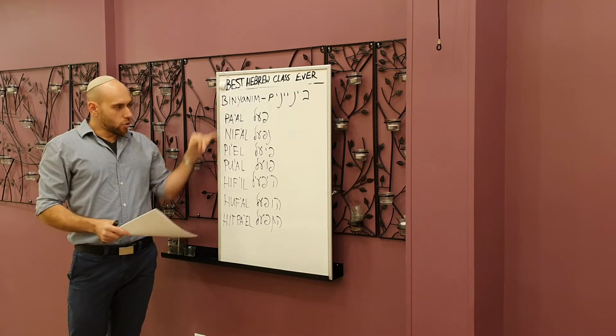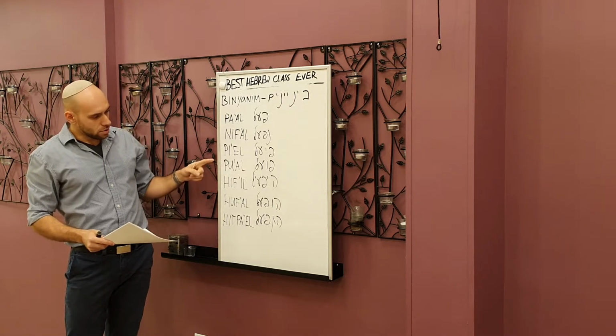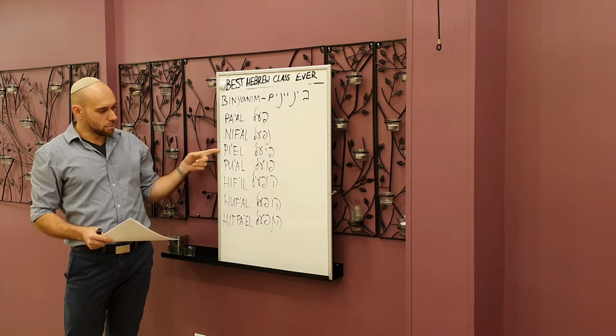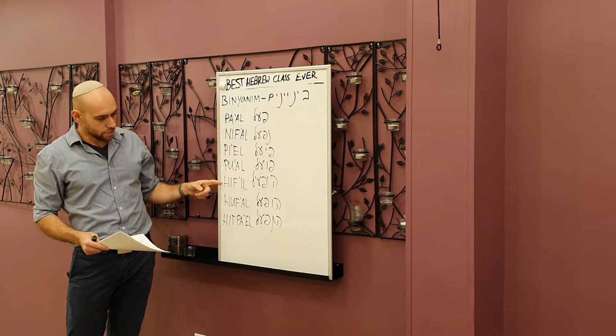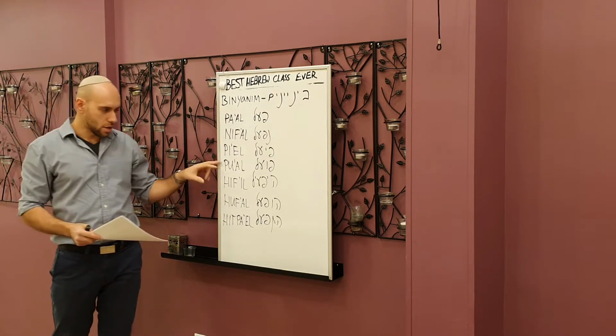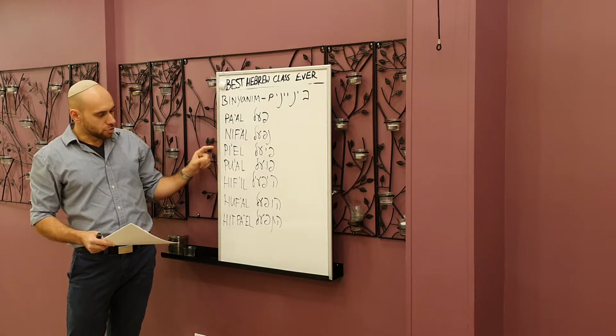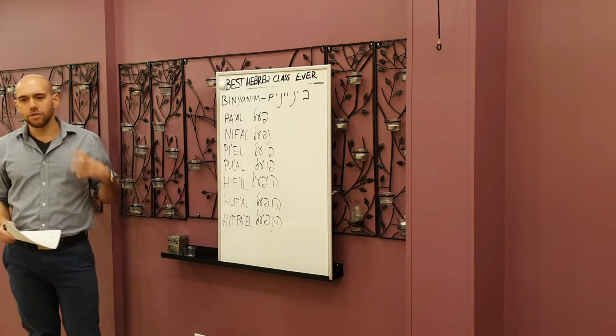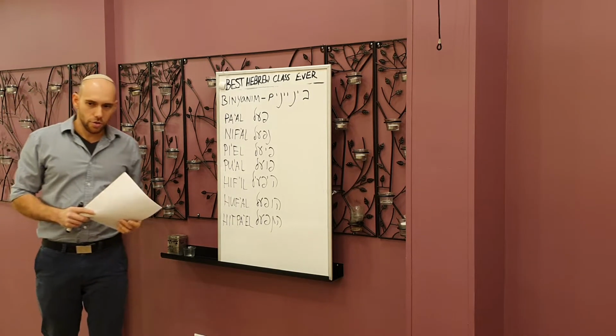So every one of these has a verbal noun except pu'al and hufal. They don't. They use the same one as the pi'el and hifil, right? So they just have a present, past, and future form, that's it. But these are passive voice, right? So pi'el, passive voice, pu'al. Hifil, the meaning of hifil is causative, right?